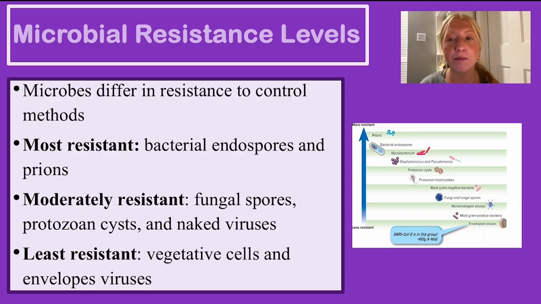So then we have microbial resistance levels. Microorganisms are more resistant or less resistant to certain applications. Bacterial endospores are the most resistant, the toughest. They require sterilization in order to destroy them. And then there are prions. These are infectious proteins, and they are even more resistant to decontamination and need extreme methods. Then there are the moderately resistant, which include fungal spores, protozoan cysts, and naked viruses.